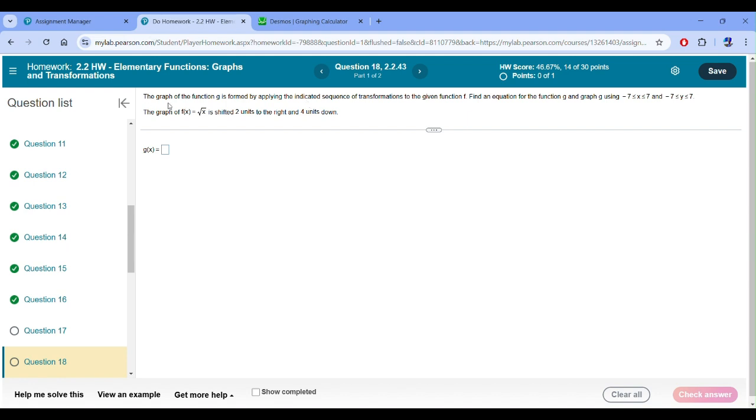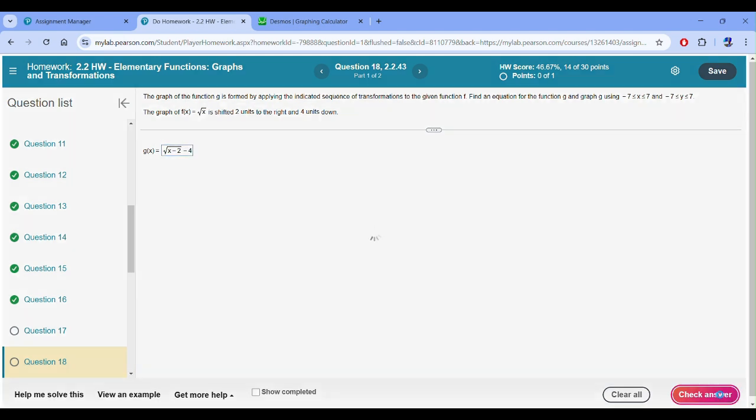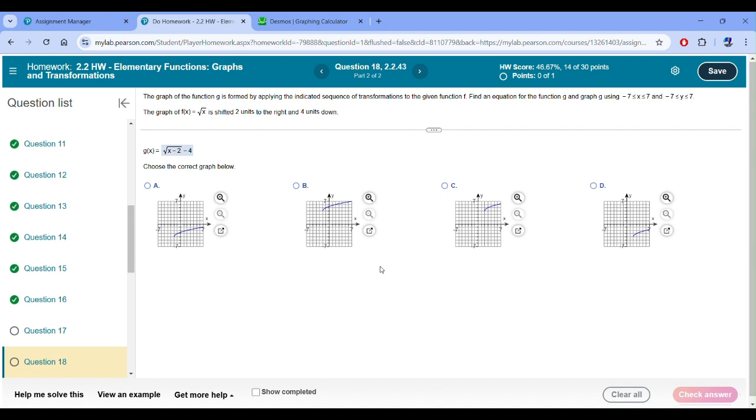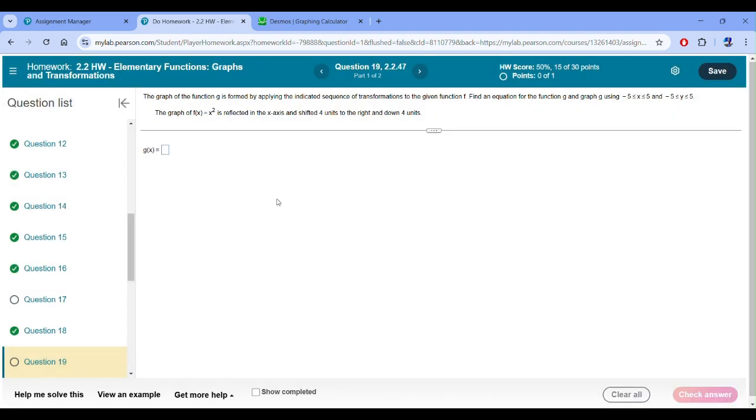So for right now, they're just asking 2 units to the right, 4 units down, which would be the square root of x minus 2, and then we would be going minus 4. Check answer. Boom. What does this graph look like? Move 2 units right, 4 units down. Looks like that one. Cool.